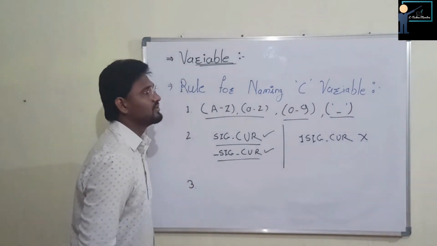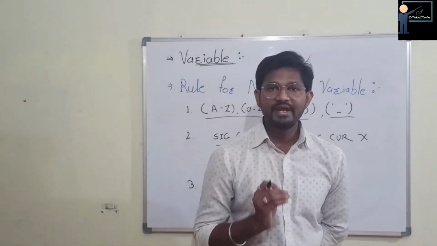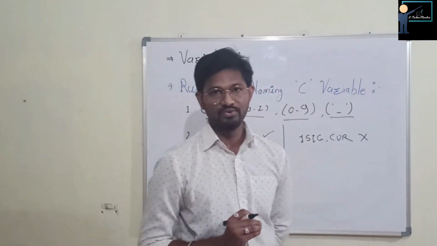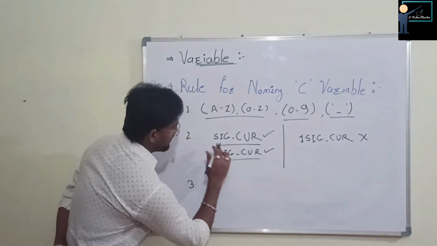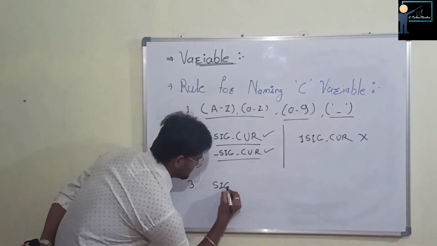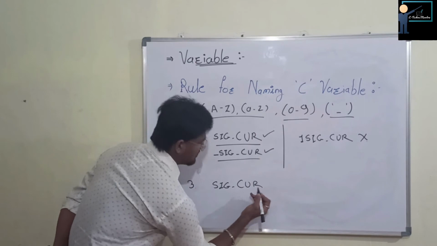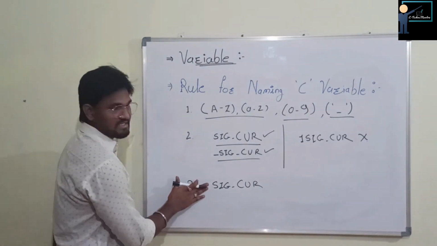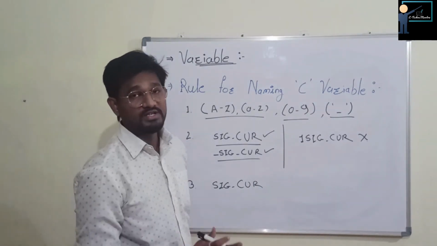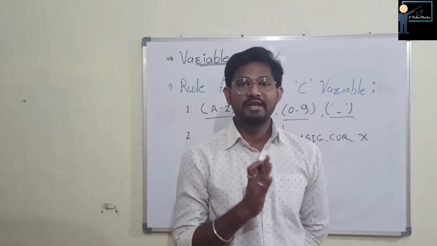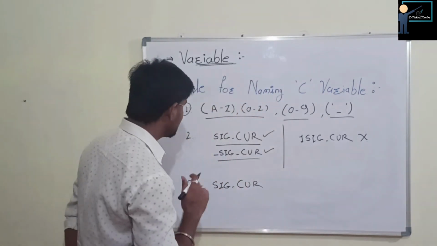And the third rule is that our variable name is case sensitive. Whenever you write a name like SIG signal underscore CUR, this is a variable name. So the third rule is that the variable name is case sensitive. So what does case sensitive mean?